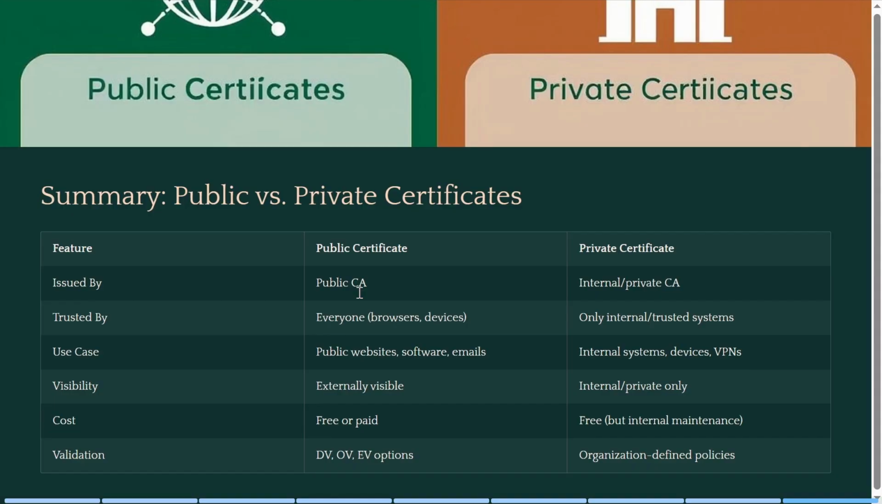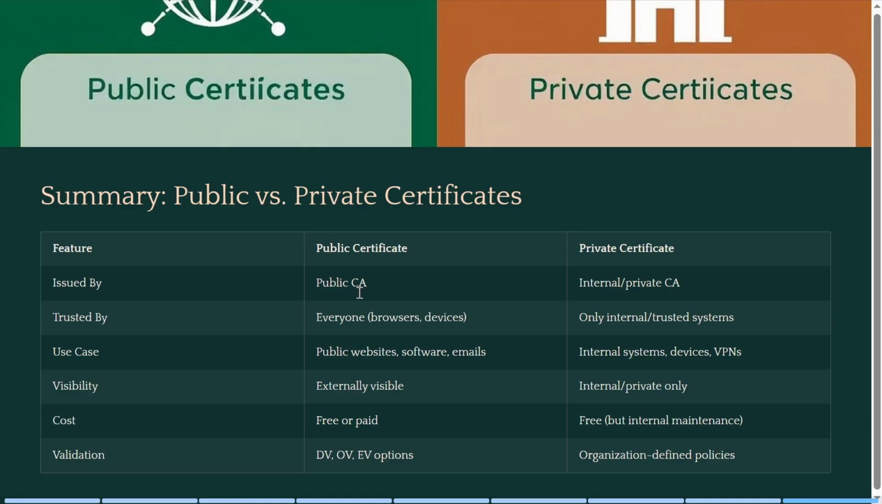Now, the difference between public certificates and private certificates, and what are the differences? Okay, the public certs will be issued by public CAs, internal will be with private or internal CAs. Public certs will be trusted by everyone. The private certs will not be trusted by everyone, or if we want to trust those, we'll have to do it manually on the other systems. The use cases for public will be websites, software, emails. For private, it will be internal systems, devices, VPNs, or Wi-Fi. Visibility of public certificates will be global, but for private, it will be limited to a set of people.